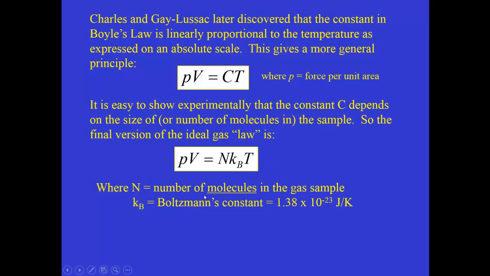So N is the number of molecules, and Boltzmann's constant, in order for the units to work out right, must be expressed in units of energy per temperature, joules per Kelvin. And we can check on that because the left-hand side of the equation is force times volume over area. And a little bit of thinking will show you that that actually is an energy unit. So the left-hand side is joules, and the right-hand side is joules per Kelvin times temperature in Kelvin, so that's also joules.